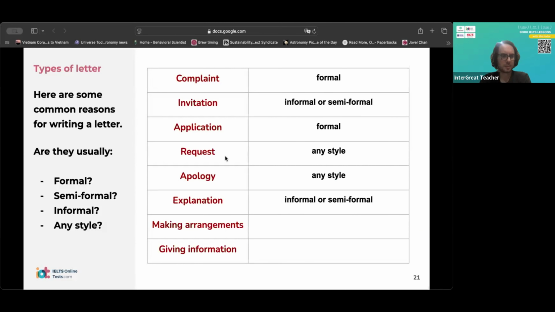Next one is making arrangements. Formal, some of you guys are saying, well, it depends again, who are you talking to? Is it a friend? Is it somebody at work? And giving information is any style as well. So, well, it really depends. And the number one thing that you should think about when you're writing this letter is who is going to be reading it. And then usually you can tell, is it somebody I know very well? Then in that case, it should be informal.